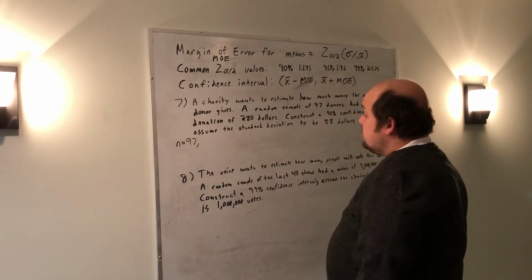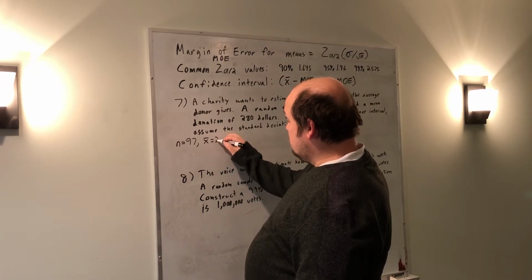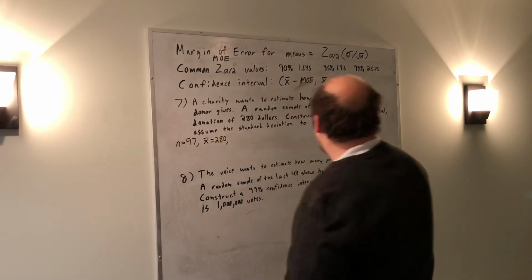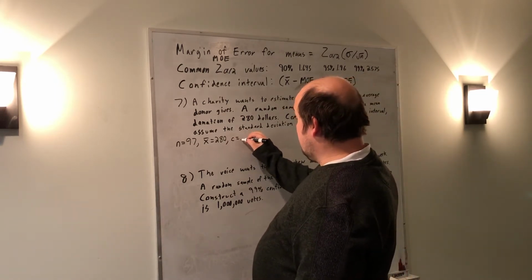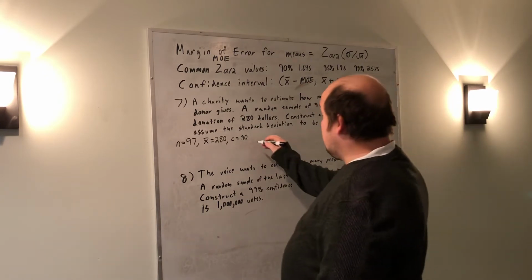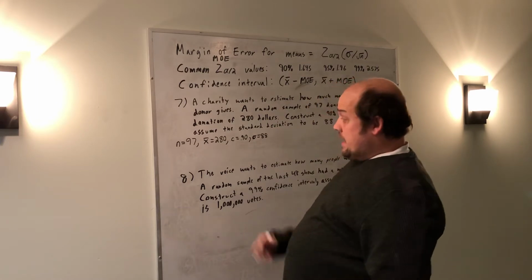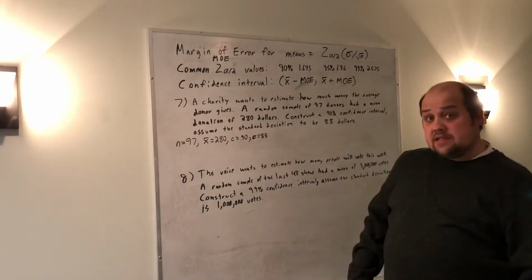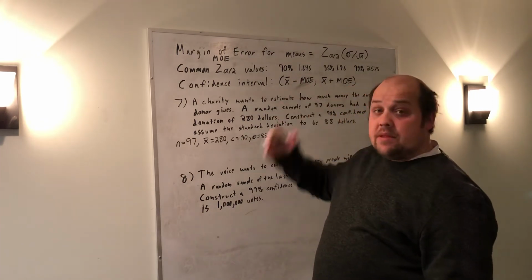Had a mean donation of $280. That's going to be my x bar, 280. Construct a 90% confidence interval, so my confidence is going to equal 0.90. Assume the standard deviation to be $88, so my sigma is going to be 88. I need to pull out these four key things. Once I have them, this problem works just like the ones that we did at the top of the page.